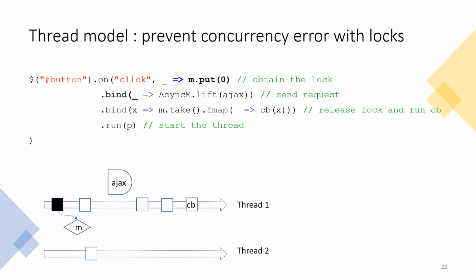Here we illustrate a scenario where the button is clicked twice. The second click happens before the first AJAX request completes. The two clicks will start two threads. Thread 1 is due to the first click, which will grab a lock by putting a number in the envar M.